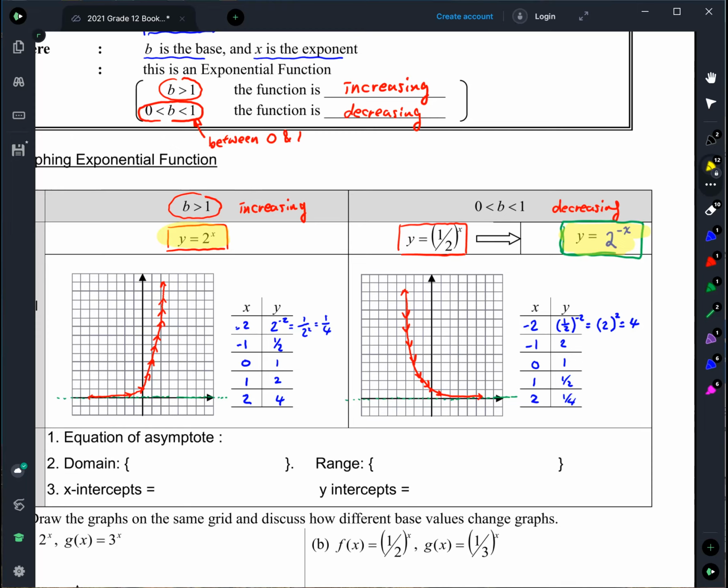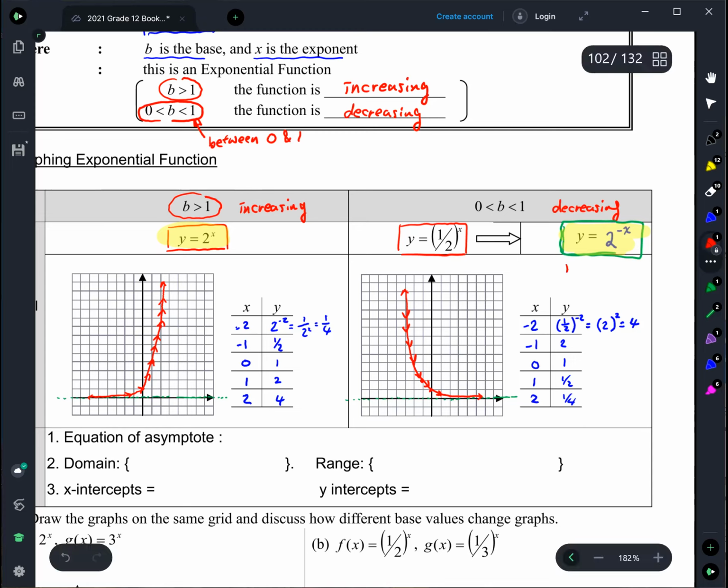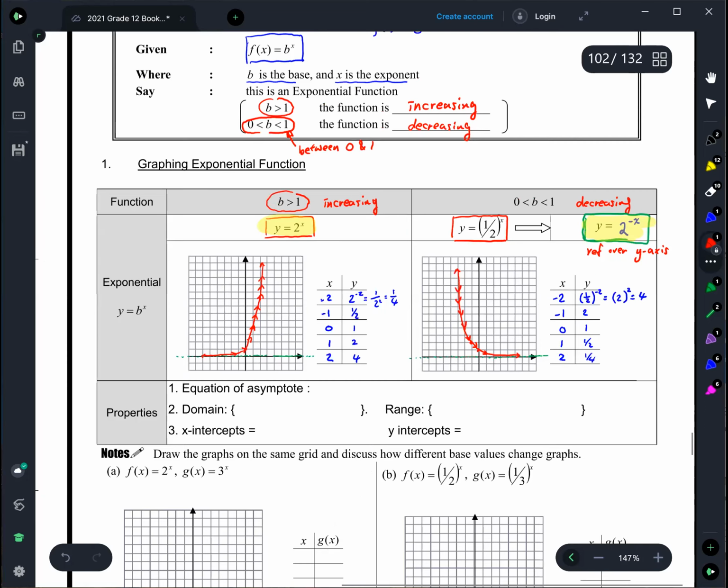This is a sort of connection to our first chapter. Reflect over y-axis. So if you look at the graph on the left and the graph on the right, it is flipping right over the y-axis like a mirror. So that's another way to look at the same function. Instead of decreasing, you can think of it like a reflection.